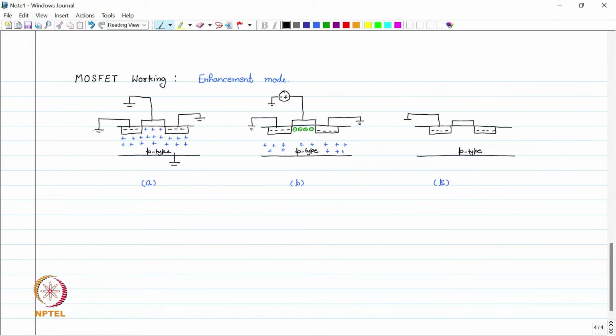The source is still at 0 volt, the gate is applied a positive voltage, and now the drain is also applied a positive voltage with respect to source. Now these electrons which are present in the channel will see a positive voltage to the right, so they will move towards the drain. If we apply a higher voltage at the drain, it means the electric field towards the drain is high, which will pull more electrons from the channel.